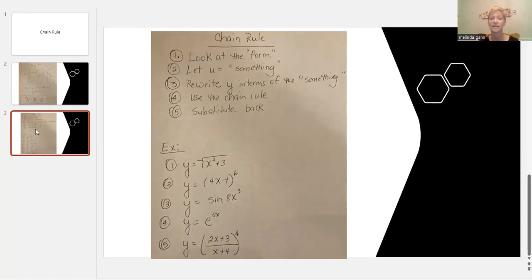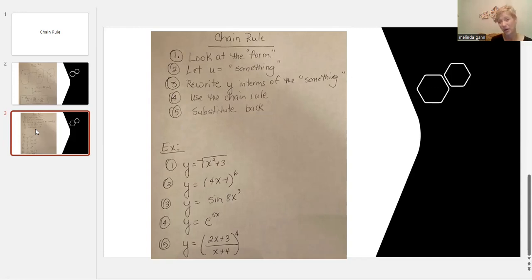Now look what it says. It says, I want you to look at the form of the problem, because you're going to have to let u be something. And people always say, well, how do you know what to let u equal? Well, I want you to become your own fairy godmother. I want you to say, what do I wish u was? And let u be what you wished for, okay?